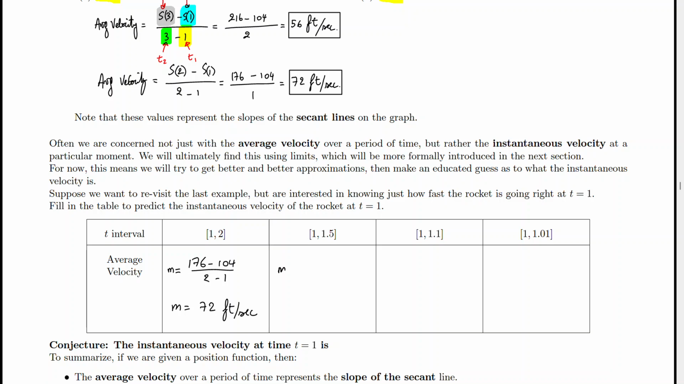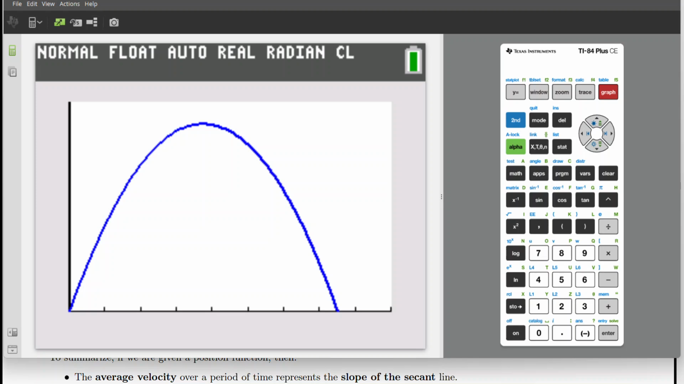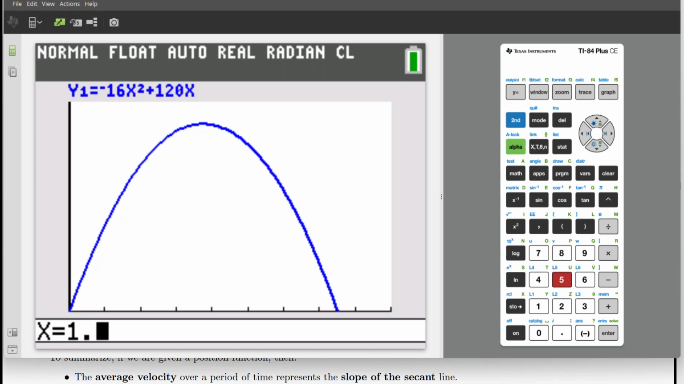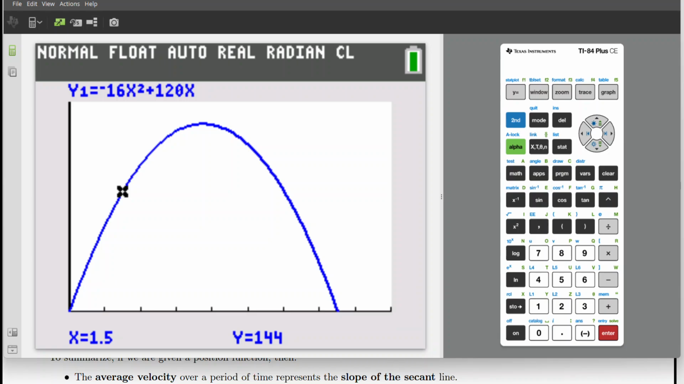So next I'm going to do again the same thing for 1.5 and 1. So I'm going to do 1.5 minus 1 on the denominator. I know that at time 1, I plug it into the function, and the answer is going to be 104. We traced it earlier, and we figured that out. So now what about this value? What would happen if I trace 1.5? Okay, so back to my calculator, I'm going to click trace, then I'm going to click 1.5, and it's given me 144 as the output.